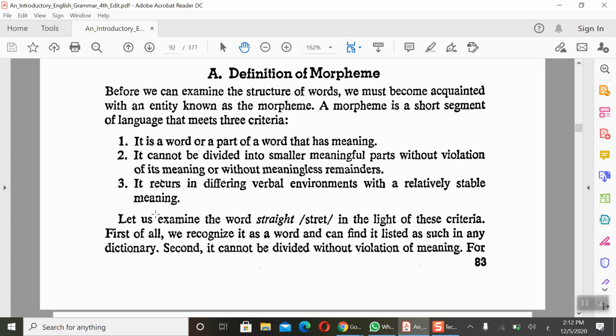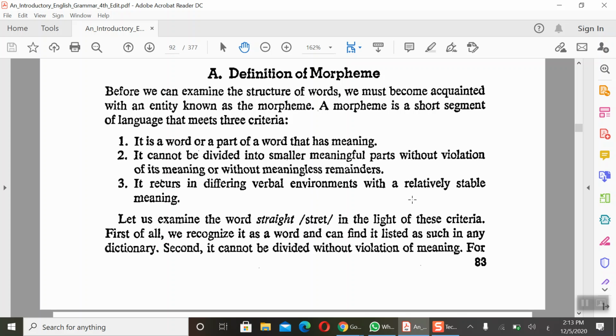Number 3, it recurs, it repeats. It recurs in differing verbal environments, in different situations, with a relatively stable meaning. You see? The morpheme repeats itself in different situations, and the meaning is stable, the same.